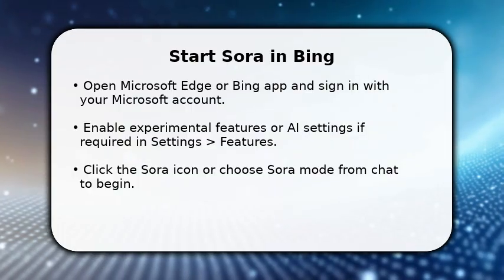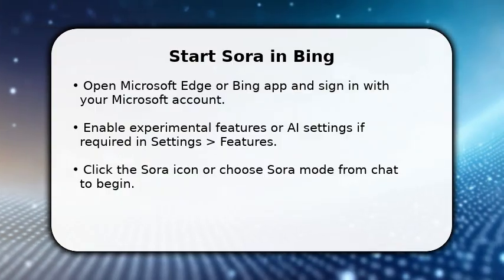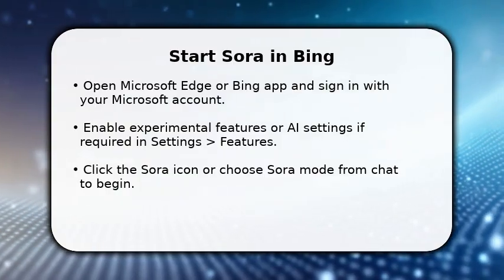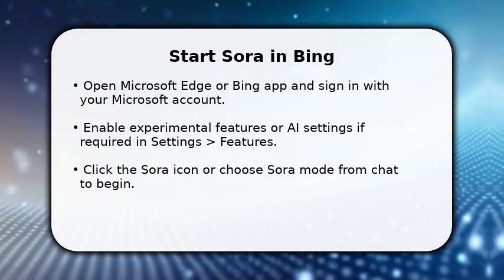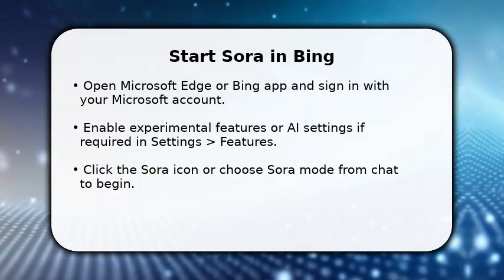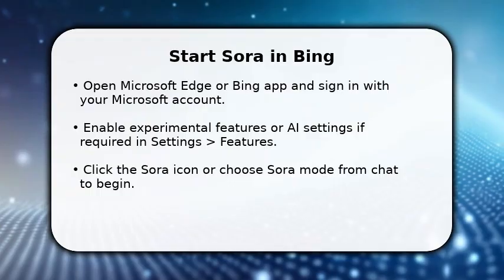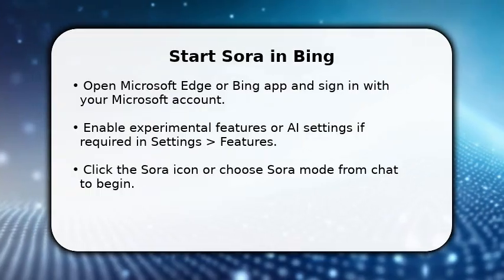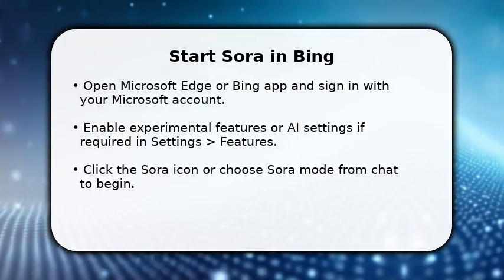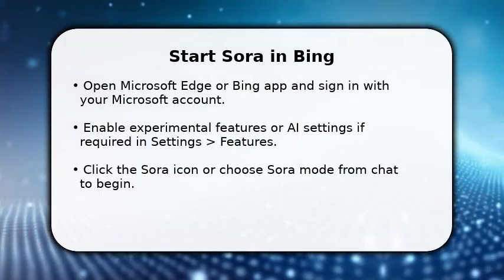You begin by opening Edge or the Bing app and signing into your Microsoft account. Once logged in, make sure experimental AI or Sora features are enabled in settings so the model appears. Then click the Sora icon or select Sora chat mode to launch. This routes your queries to the Sora assistant.